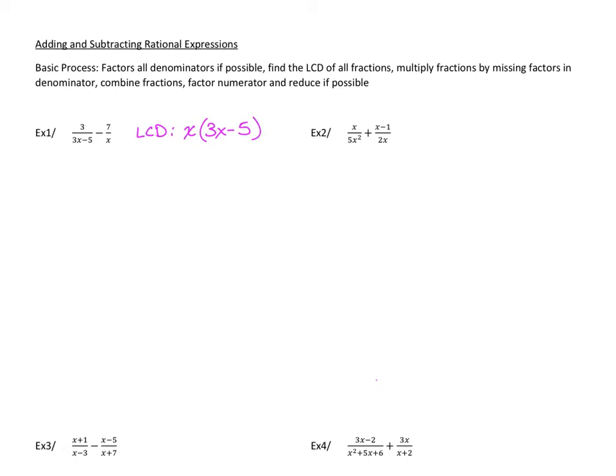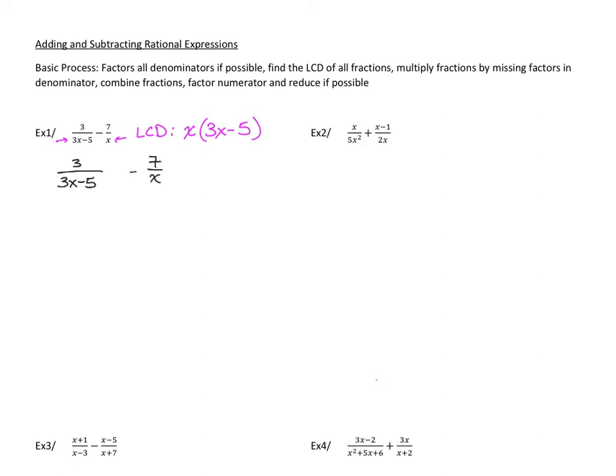And you can tell that this will be the least common denominator because you have a 3x minus 5 in one denominator and an x in the other. Now, why is it important to have both of these in the LCD? Because when you go back through and multiply the fractions by the missing factors in each denominator, you'll notice that factor x is already in the denominator of this fraction, and the factor 3x minus 5 is in the denominator of this fraction. So when I say multiply fractions by missing factors in the least common denominator, what that's going to look like is this.